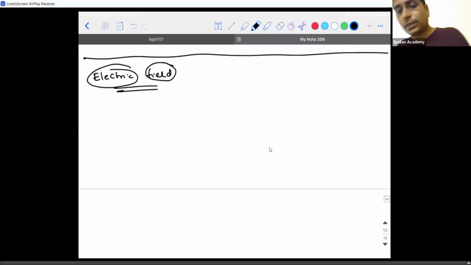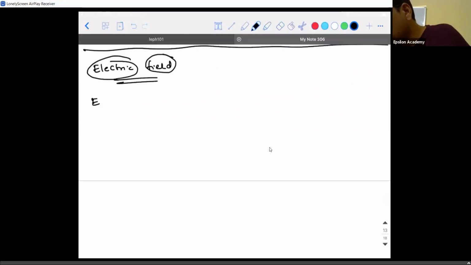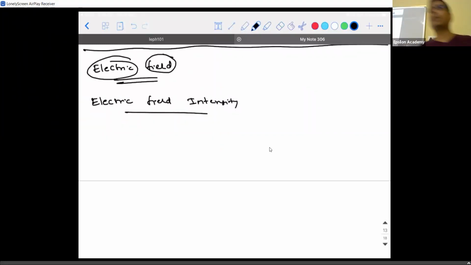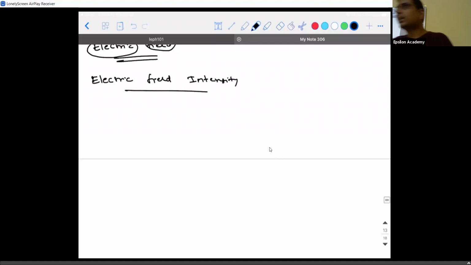Right. The next terminology that we are going to see is electric field intensity. So what do you think is the difference between the previous one and this one? Electric field is just a definition. It speaks only about the region around the charge or the charge distribution. But what do you think electric field intensity is? It speaks about the extent to which the force can act. Means it will have a mathematical expression associated. Is it clear? So let me take a simple example and explain it.